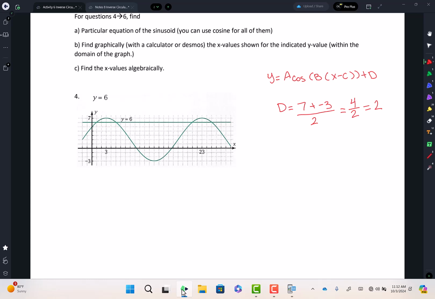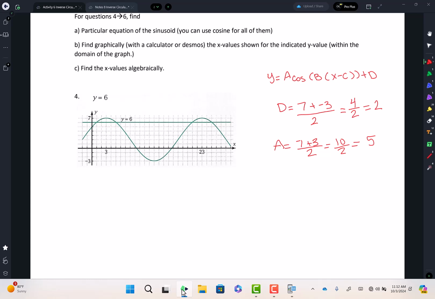And let the record show that Miss White said 7 plus 3 divided by 2 is 5, so that's the amplitude, so you're going 5 down from 7. So 7 minus 5. 7, okay. Perfect. That's what Miss White said.